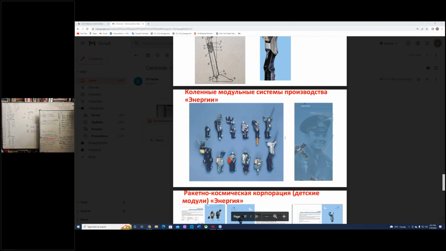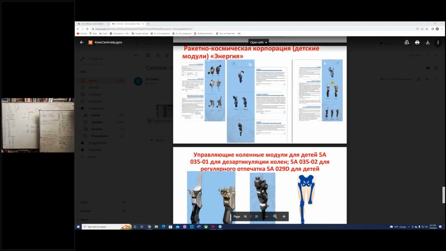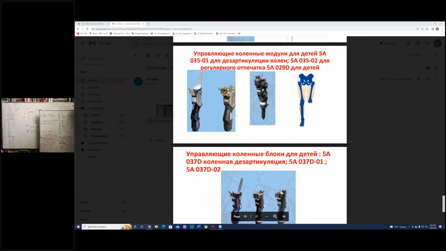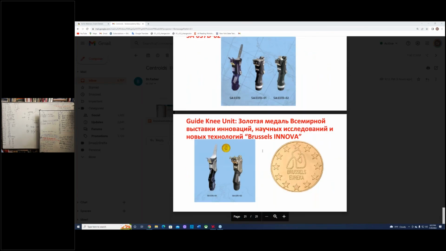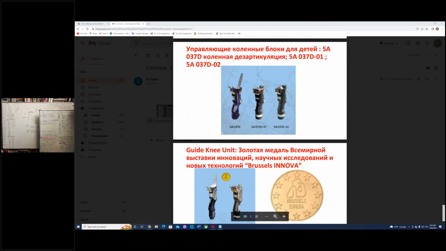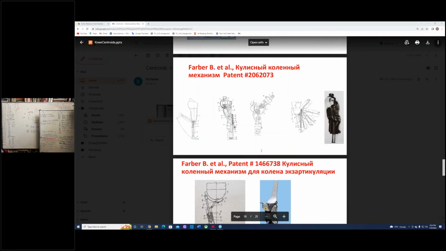And this knee, by my pattern, we produced in the rocket space industry. You know this person, Gagarin, right? This one. And this knee won a gold medal in Brussels at the World Exhibition. Now we use it for many years in different countries. What is behind the scenes? Centroids. What is behind the scenes? Equations. So keep in mind, math is great.